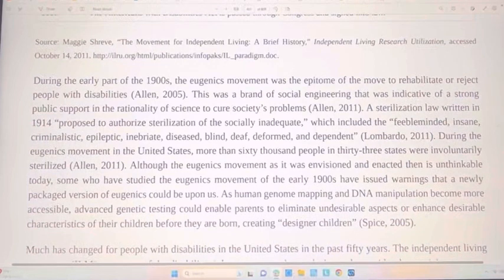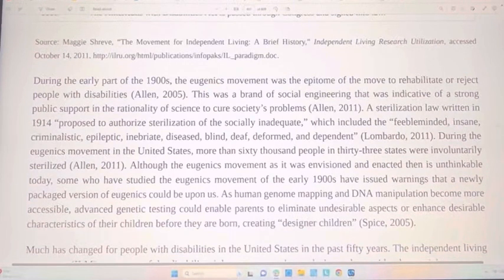During the early part of the 1900s, the eugenics movement was the epitome of the move to rehabilitate or reject people with disabilities. This was a brand of social engineering that was indicative of a strong public support in the rationality of science to cure society's problems.